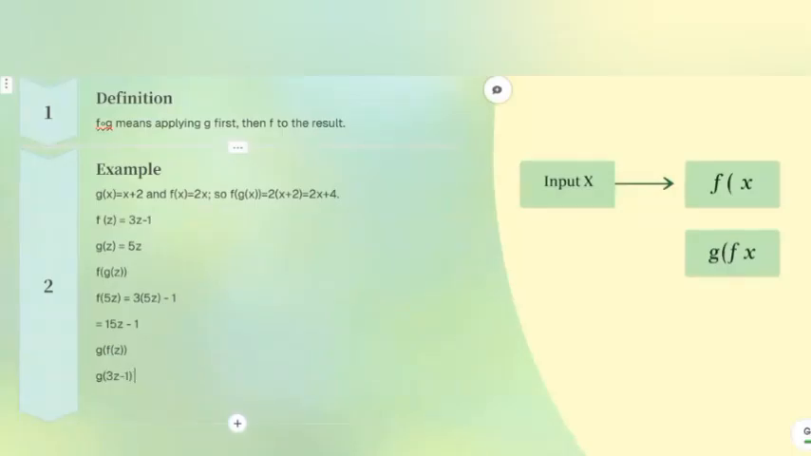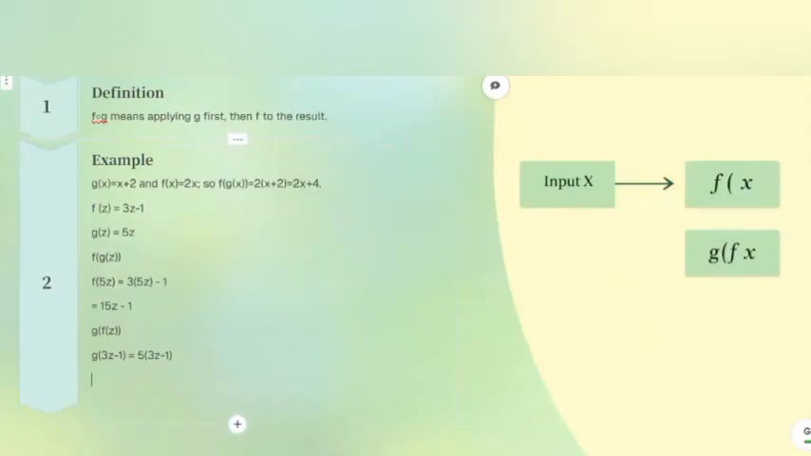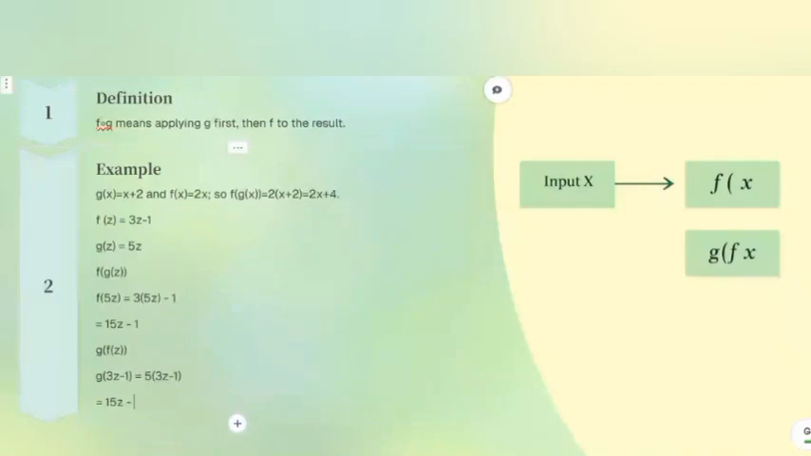And now I'm going to do g of this, which means anywhere I see z, I replace it with 3z minus 1. So g of z is what? 5z. Then I replace z here with 3z minus 1. And I open the bracket, right, and I write 3z minus 1. And that will now simplify into 15z minus 5. So this is how composite functions work.